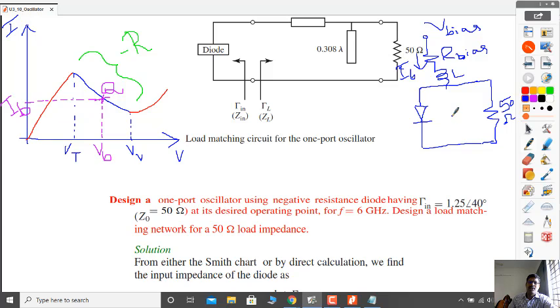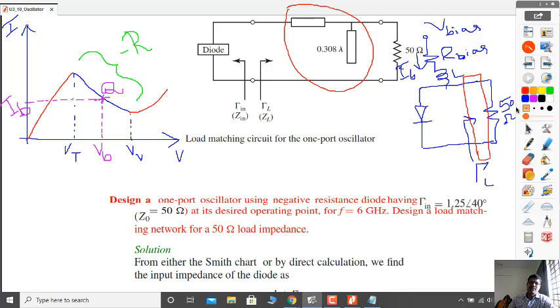Then as per the requirements, we have to transform this 50 ohm source into the required gamma L value. For that, we are introducing a network called the impedance transformation network. This is the load, and this one is the diode.